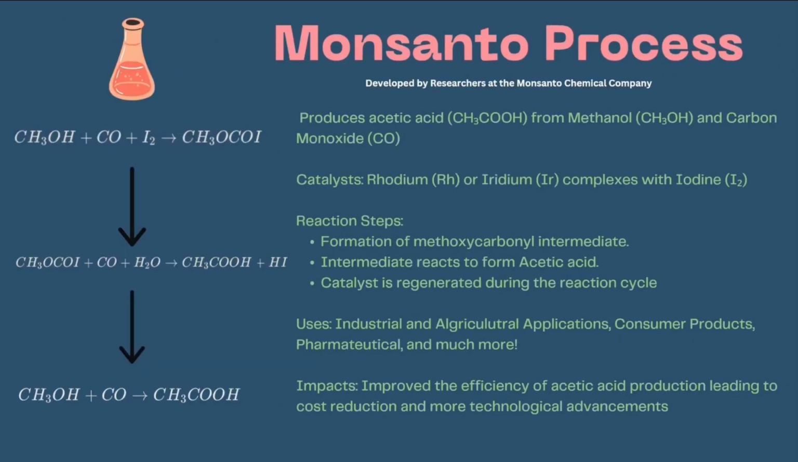Next up is the Monsanto process. No, it's not about Monsanto's secret recipe for cookies, though that would be a great story. It's actually a method for producing acetic acid from methanol and carbon monoxide. This process uses a rhodium or iridium-based catalyst complex with iodine.